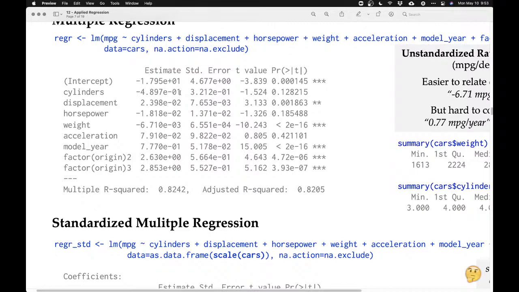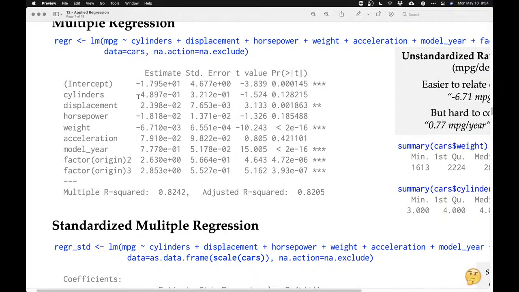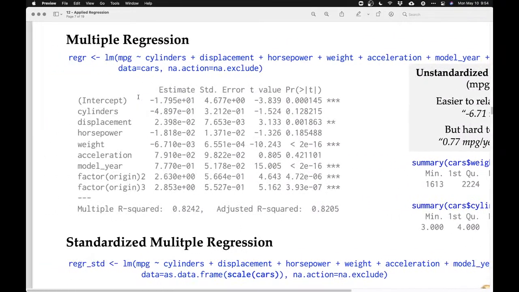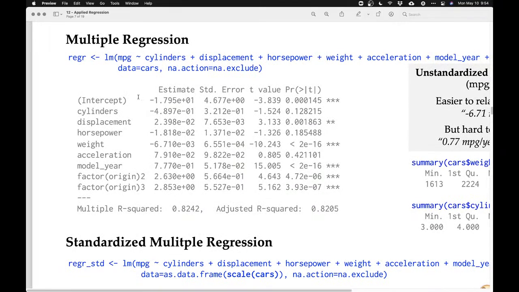So for cylinders in this case, notice that the estimate is a little bit different than the simpler model we looked at before. Instead of minus 0.51, it's minus 0.489. So for every cylinder we add, the miles per gallon goes down by 0.489. All right. So this is nice. However, one problem with this kind of raw regression is that each coefficient is quite interpretable, but it's often hard to compare the coefficients against each other.